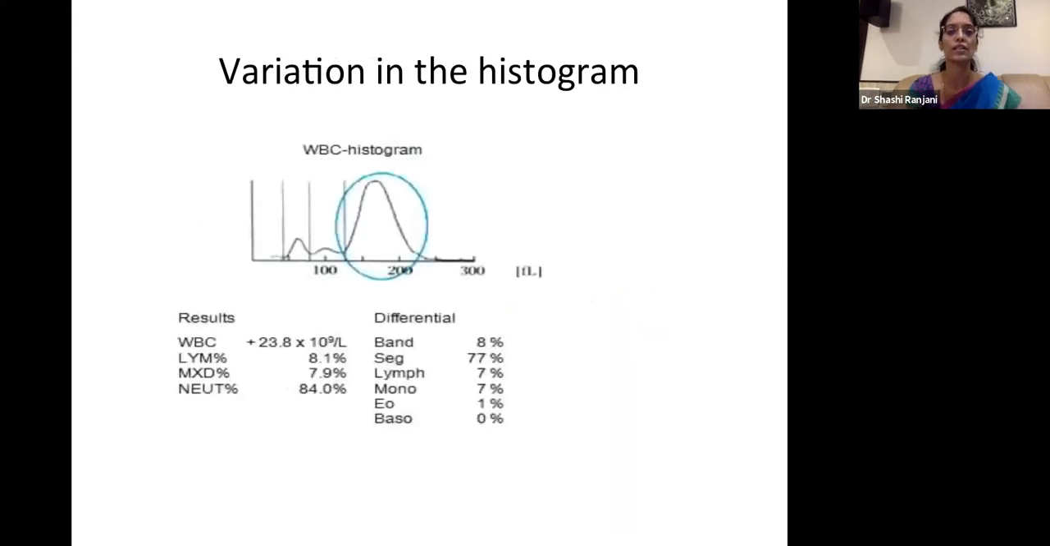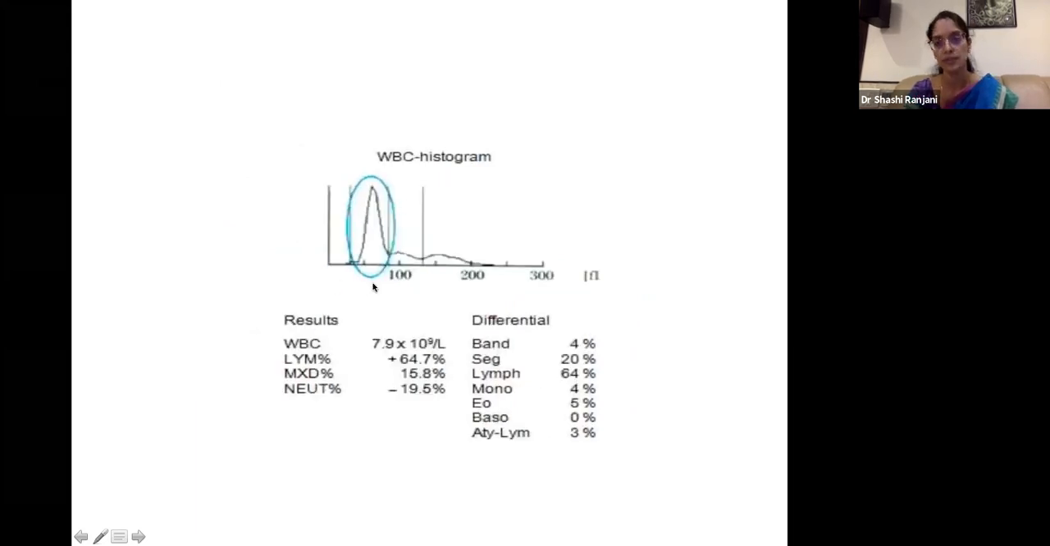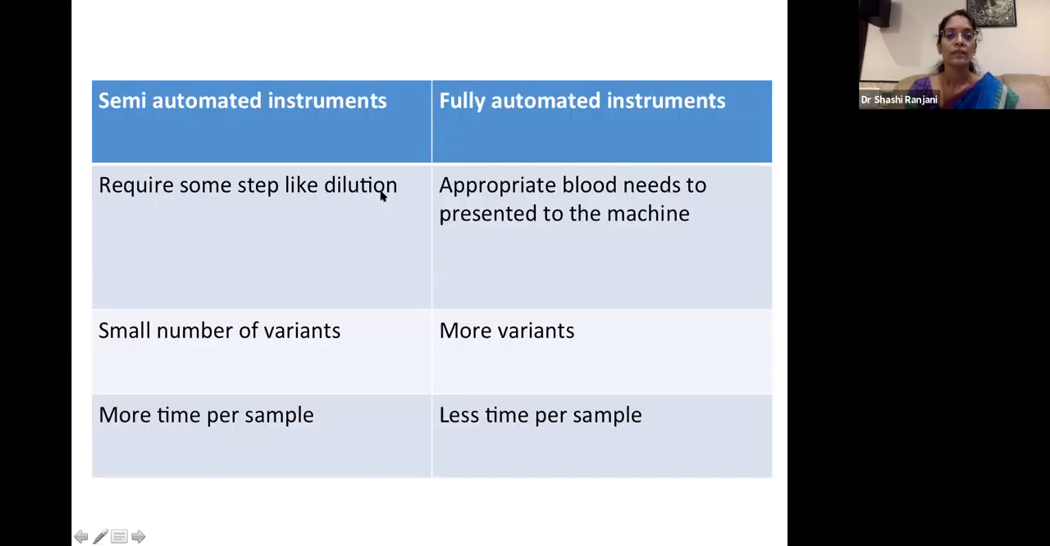So, a little variation on the histogram. Like I said, this child has neutrophilia because, as you can see, this peak is much more than the other two. Whereas this child has lymphocytosis because the peak corresponding to the lymphocytes is higher than the other two.